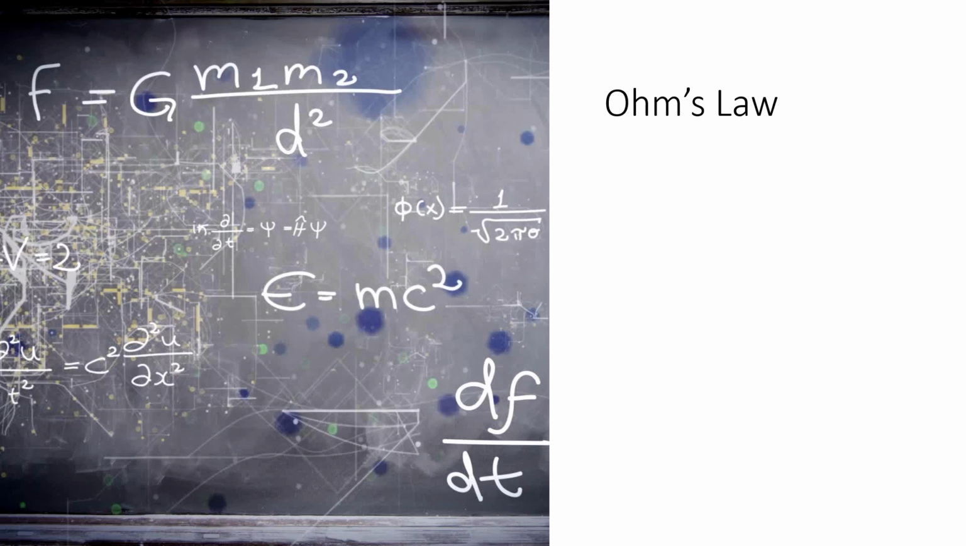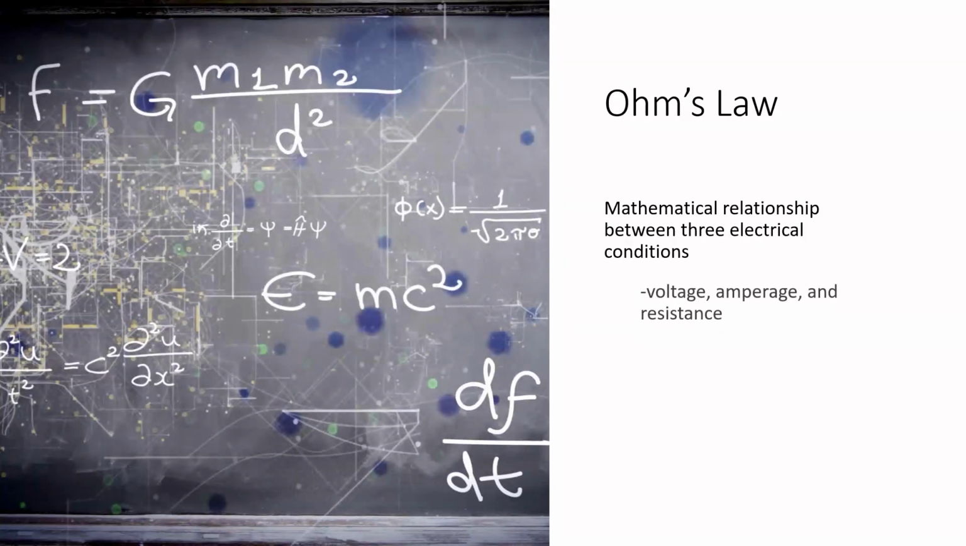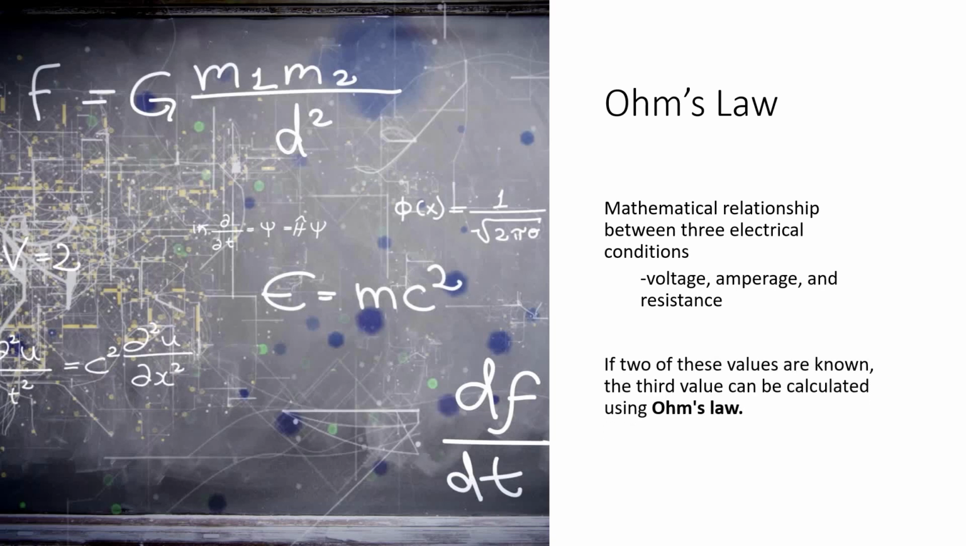Ohm's law is a mathematical relationship between three electrical conditions: voltage, amperage, and resistance. If two of these values are known, the third value can be calculated using Ohm's law. Now let's try applying these skills to some real-world situations.